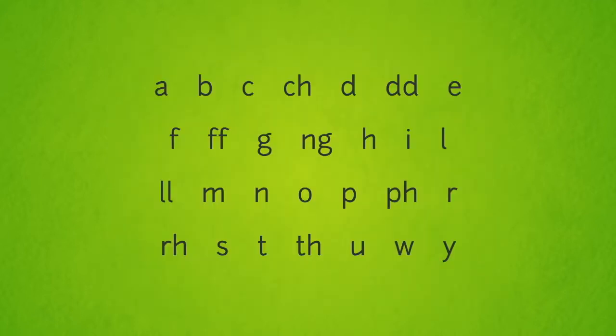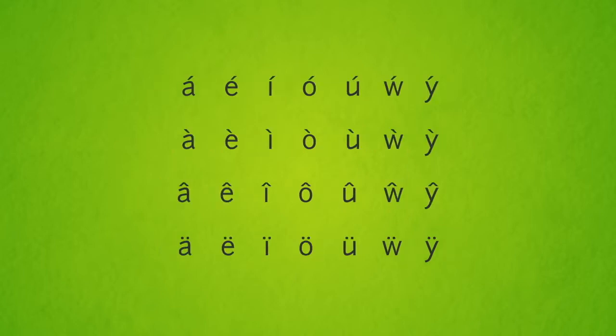There are 28 letters in the Welsh alphabet. As you can see, some of the letters are not used in the Welsh language, such as K and Z. There are 7 vowels, and each vowel uses 4 diacritical symbols. Let me know if you want us to explain what these symbols mean in another video.